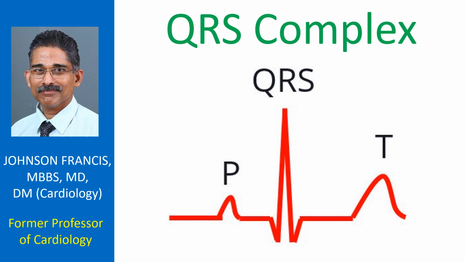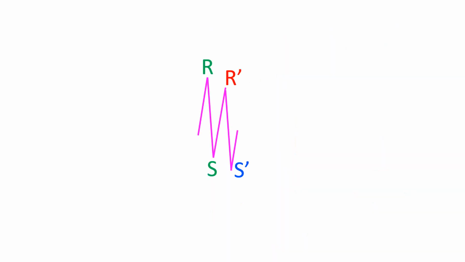QRS complex represents the depolarization of the ventricles. Initial negative deflection is named as the Q wave, and a negative deflection after a positive deflection is the S wave. First positive deflection is called R wave. If the first deflection is positive, the ensuing negative deflection is called S wave and not Q wave.